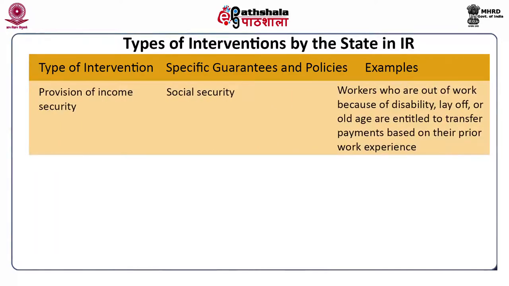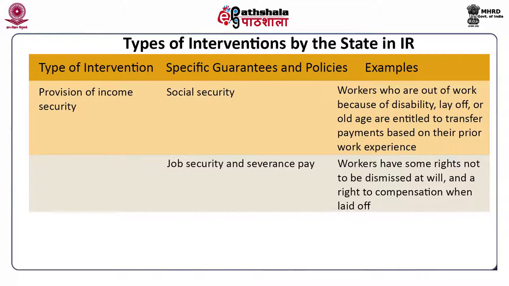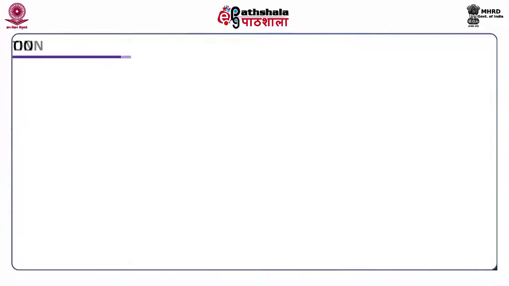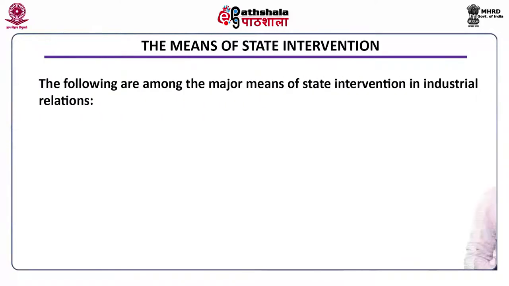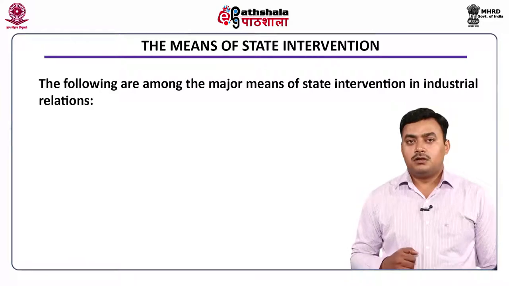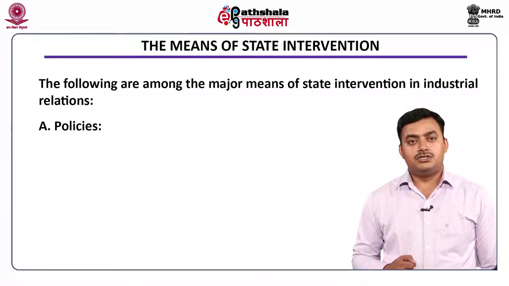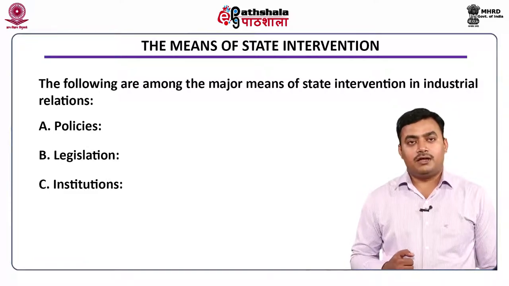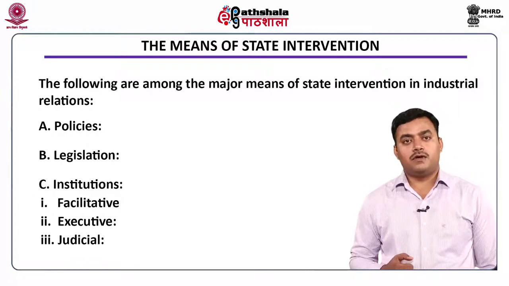In this type of intervention, government ensures and makes provisions for income security. In this, they ensure guarantees like social security, job security, severance pay, and public works. The means of state intervention. The following are some of the major means of state intervention in industrial relations: policies, legislations, institutions. Institutions have three further categories: facilitative, executive, and judicial.